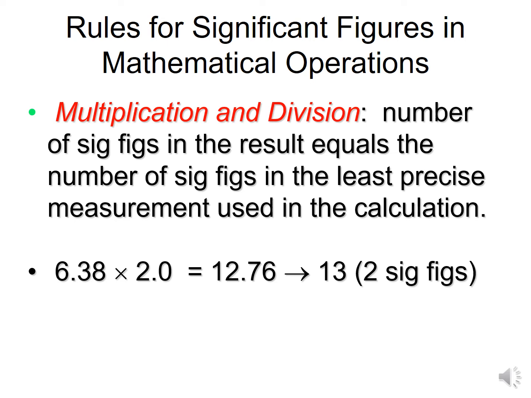Why do we use only 2 significant figures in the result? Because if you look at the 2 numbers here that we're multiplying, you can see that one has 3 significant figures and the second one has 2 significant figures. Therefore, the result of this mathematical operation in this case should have only 2 significant figures.